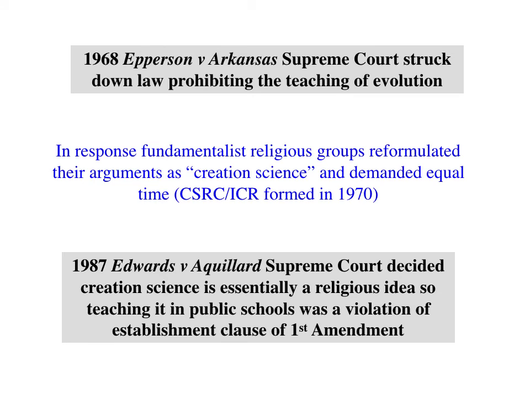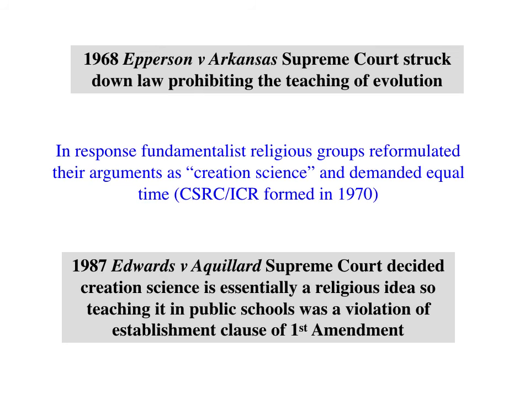So that was the state of affairs for about the next half century until in 1968, in a case called Epperson versus Arkansas, the Supreme Court struck down another law, not the Butler Act, but another law that prohibited the teaching of evolution. This was a blow to the creationists. In response, a bunch of groups reformulated their arguments and decided that rather than trying to make it a crime to teach evolution in biology classrooms, they would create a creation science and then demand equal time for creation science as for evolutionary science. And so a couple of different groups formed.